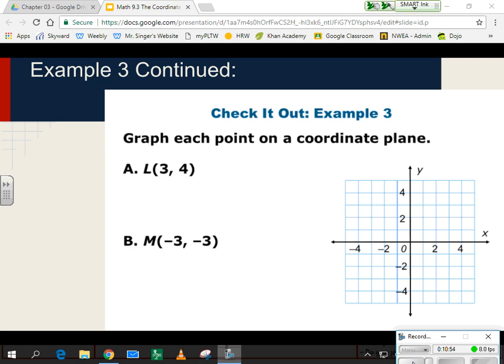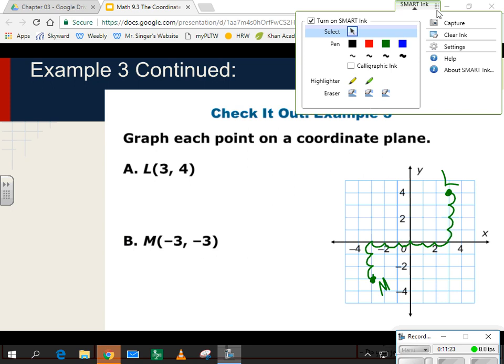So we're going to look at L, which is 3, 4. Remember, 3 is your x, so we're going to go +3, so to the right. And then 4 is positive, so it goes up 4. Here's your dot for L. And for M, it's -3, so the x, the left movement for this one, goes to -3. And then -3 for the y goes down. -1, -2, -3. Put an M there. And that's how you do that.